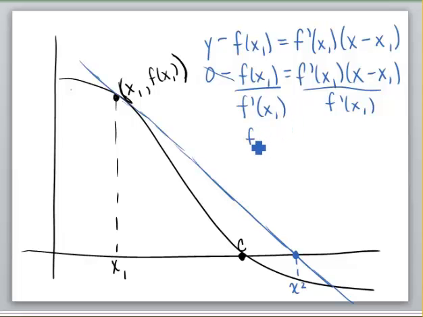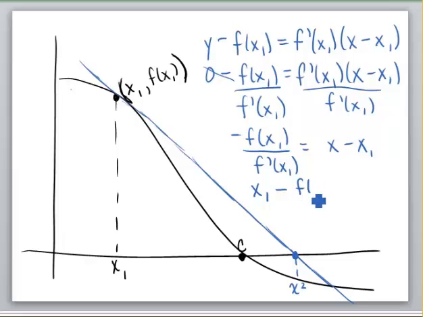That gives me negative f of x sub 1 over f prime of x sub 1, and this equals x minus x sub 1. I don't really need these parentheses, so I'm going to get rid of those. I want to solve for this x value, so I would add x sub 1 to both sides. When I did that, I'd end up with x sub 1 minus f of x sub 1 all over f prime of x sub 1, and this equals that new x value, which I have called x sub 2.